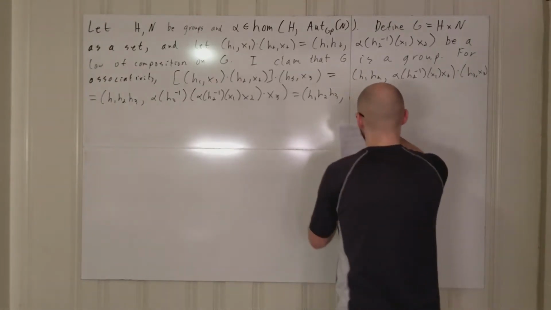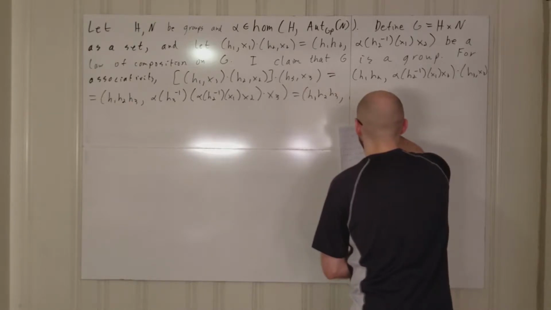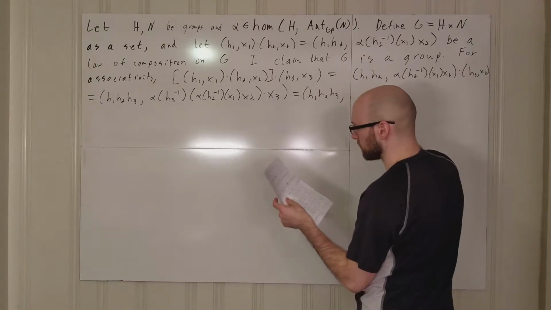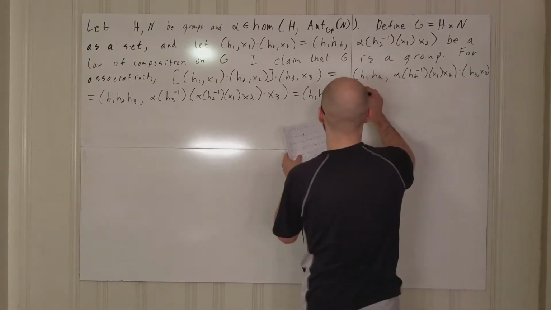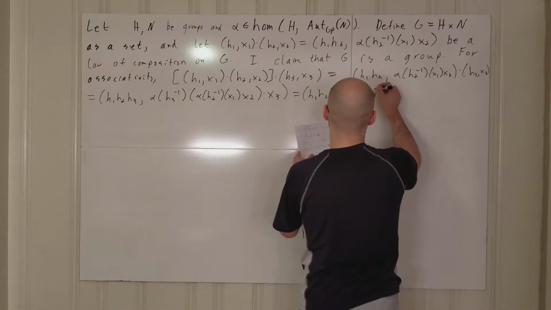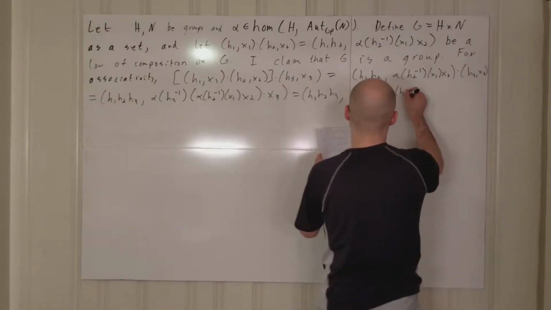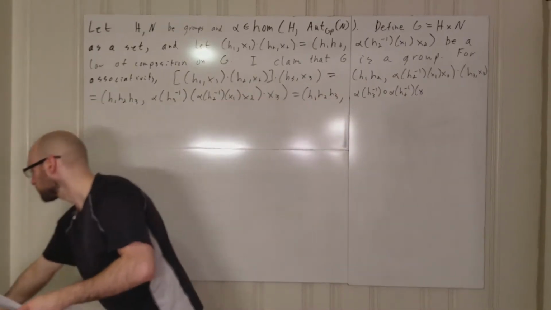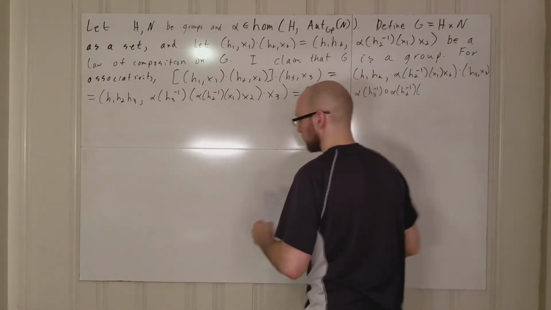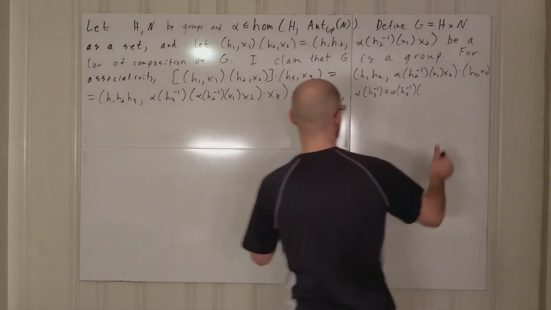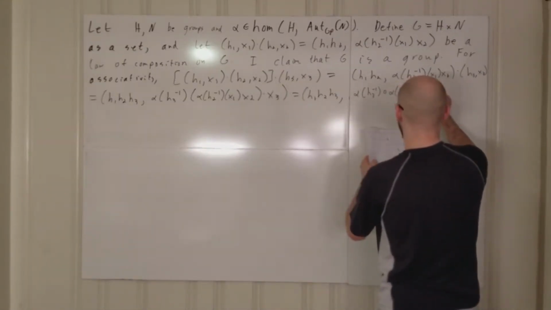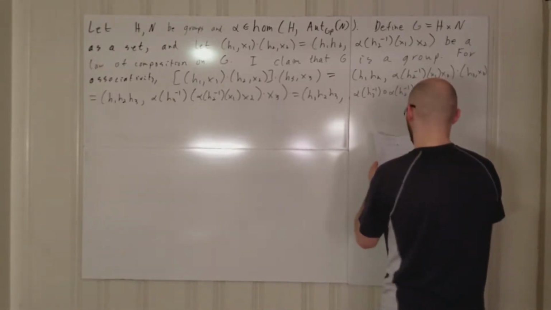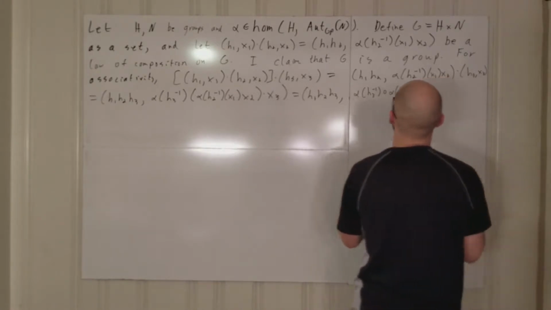did I make any changes in this? So here what I'm going to write is alpha h3 inverse composed with alpha h2 inverse, this all of x1, and then this. Oh, I see what I did here, I think.